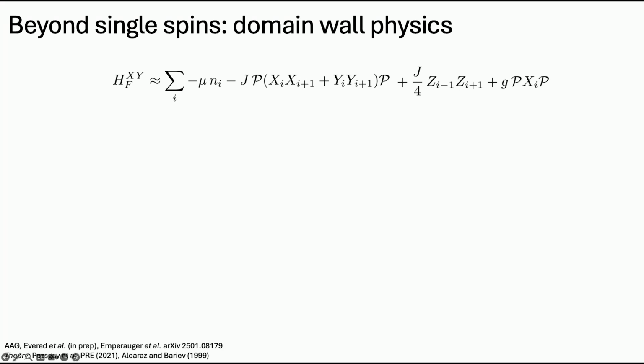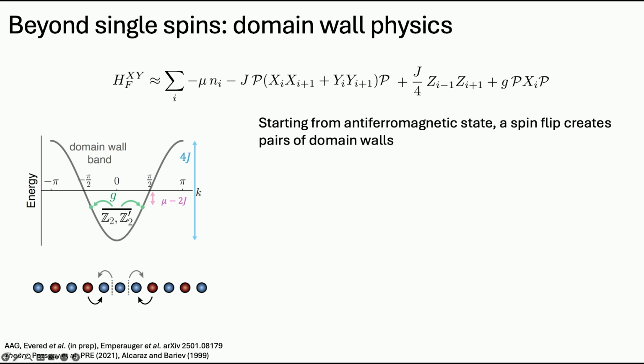And then, going beyond single spins, you can instead go to the high density limit and look at domain wall physics. So here we have also added, crucially, this g PXP term to the effective Hamiltonian. So we're now allowing for weak spin flips as well as the prior hopping Hamiltonian. And now if you start from some antiferromagnetic Z2 state and flip a spin, this creates a pair of domain walls which can propagate. And similar to the single particle case, these have a cosine-like dispersion. The crucial difference being that now your vacuum state is not just all ground, but it's these two degenerate Z2 and Z2 prime states, which changes the physics quite significantly.